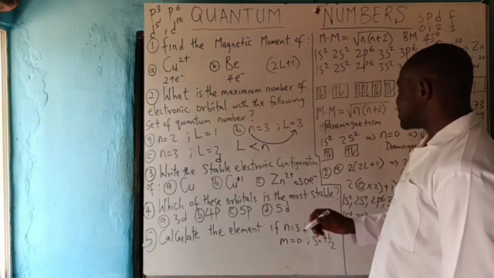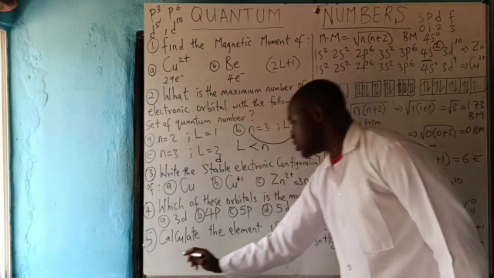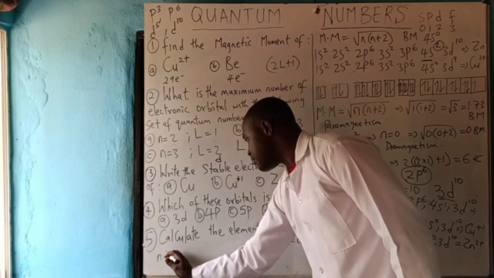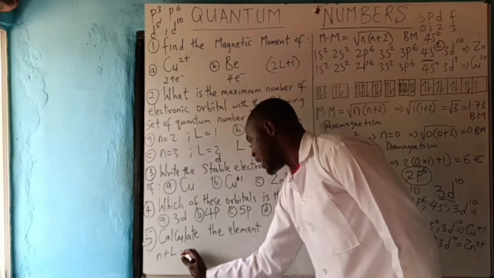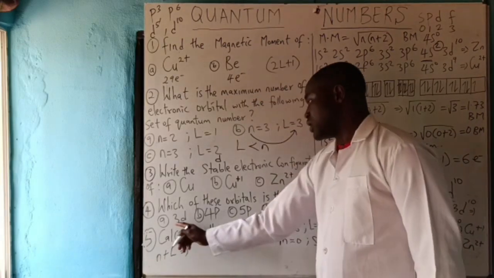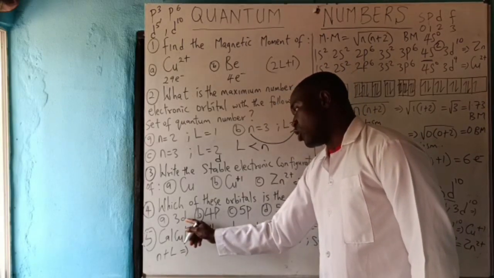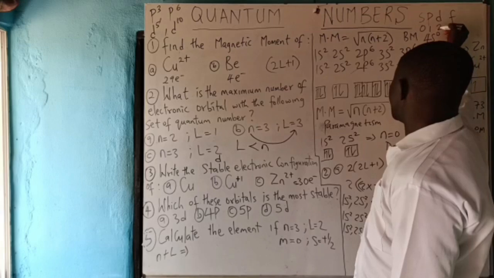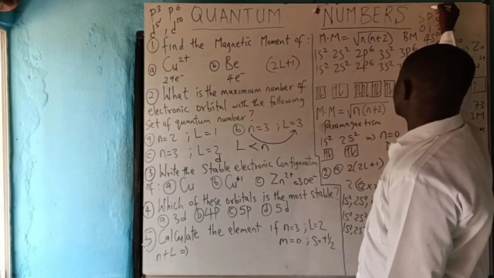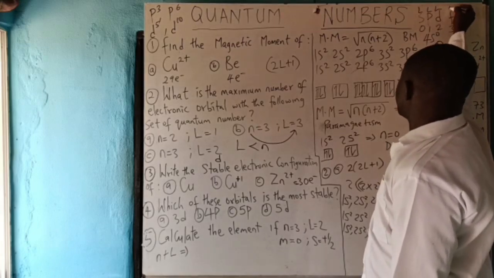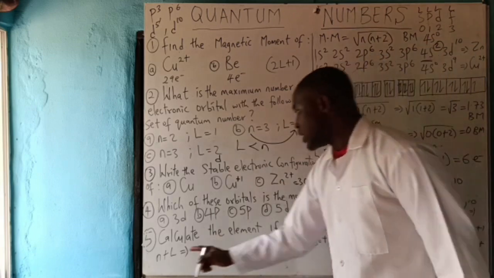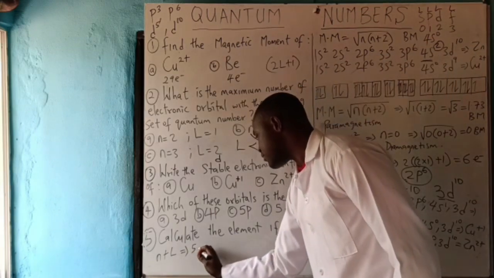How do we calculate the stability? We say N plus L. Calculate their N plus L. N of this is 3. L of this is 2. Look at it, L of this is 2. You now say 2 plus 3, 5.